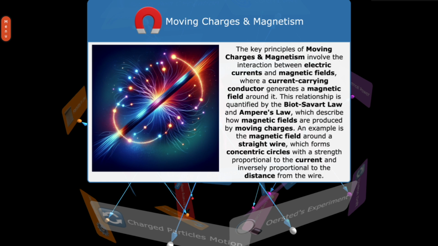The key principles of moving charges and magnetism involve the interaction between electric currents and magnetic fields, where a current-carrying conductor generates a magnetic field around it. This relationship is quantified by the Biot-Savart law and Ampere's law, which describe how magnetic fields are produced by moving charges. An example is the magnetic field around a straight wire, which forms concentric circles with a strength proportional to the current and inversely proportional to the distance from the wire.